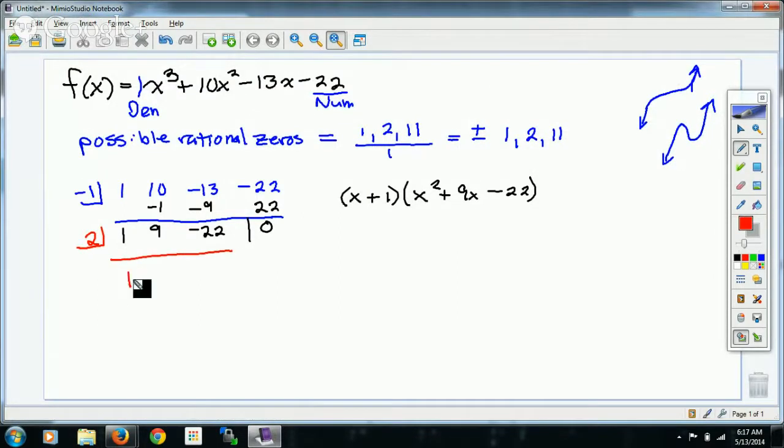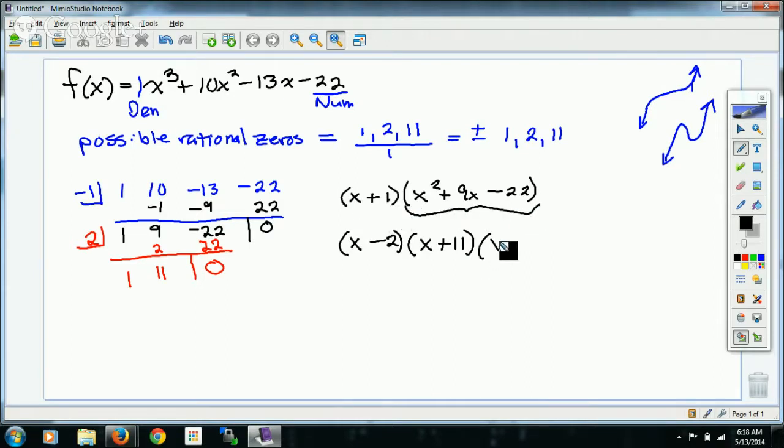Bring down the 1. 2 times 1 is 2. 9, 10, 11. 2 times 11 is 22. Negative 22 plus 22 is 0. So I get a 0 remainder again. So what has Desmos told me here? Or sorry, not Desmos. What has synthetic division told me? It tells me that 2 is a 0. So x minus 2 is a factor. And the remaining factor is 1x plus 11. So that tells me how this factor is right here. And from up above, I also know that x plus 1 is a factor.